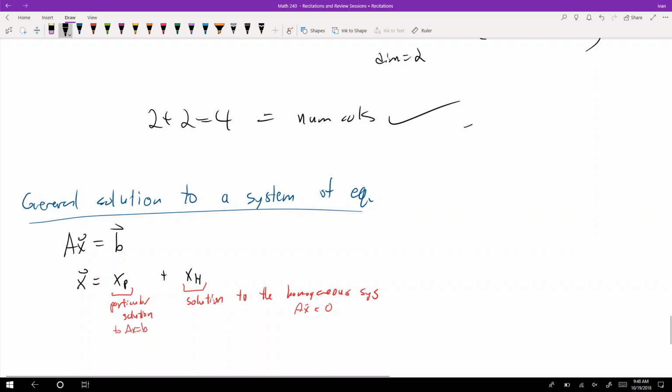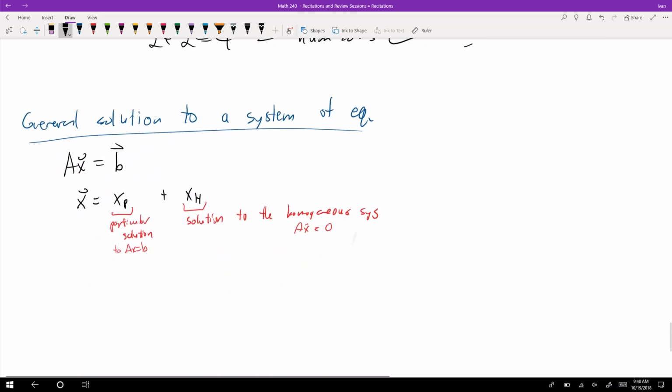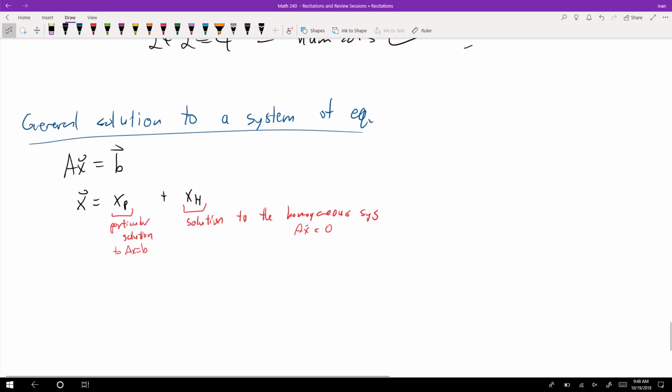And why do we even care about writing it this way? Well, it's because when you solve differential equations, you kind of have to do it this way. All right, so we're just prepping you guys for that part of the course. And also, I guess it's kind of an application of the Rank-Nullity theorem, but whatever.